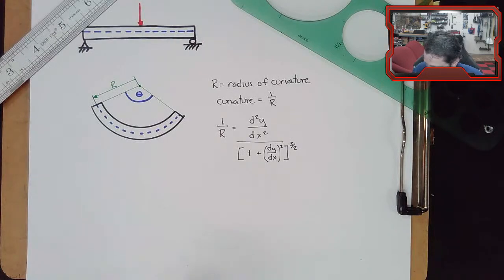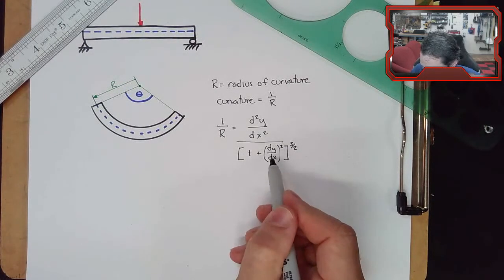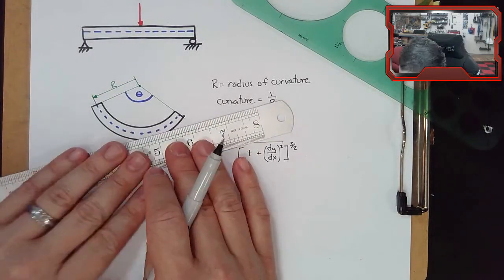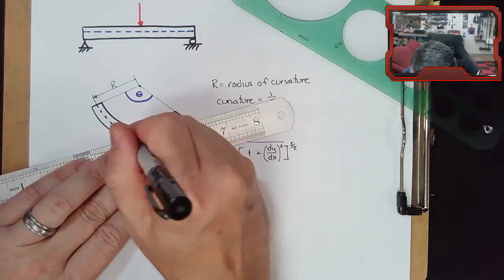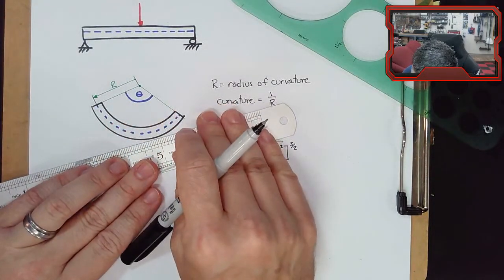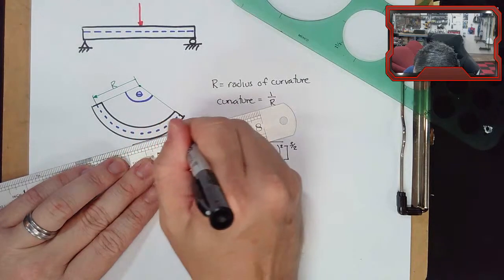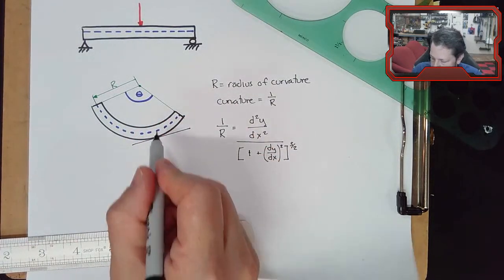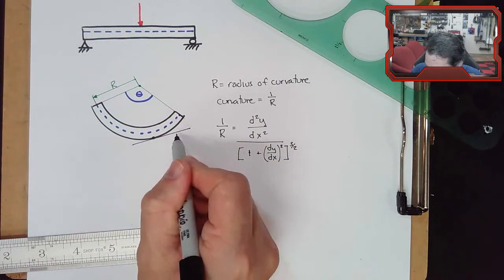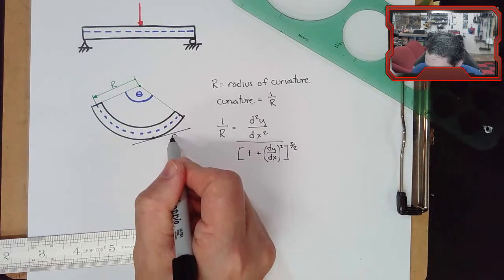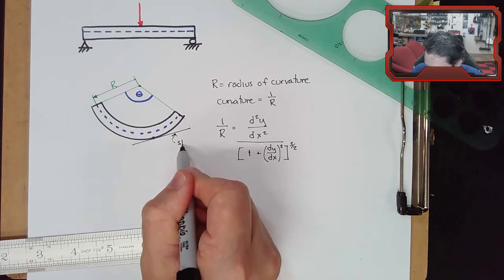So that's fine. dy/dx here, if I were to draw a tangent line at some point, let's draw it tangent to the beam. Draw a tangent line to the beam at some point. dy/dx is the slope of this line.